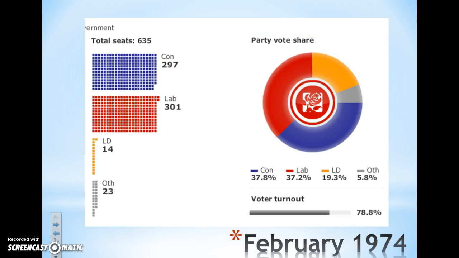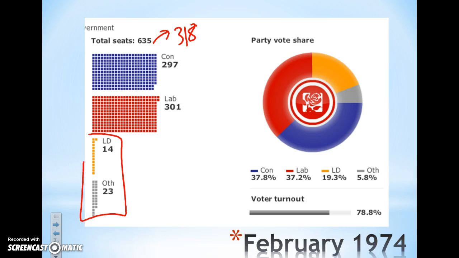This is 1974, and this was the first election in 1974, and you can see here that Labour did not achieve an absolute majority. An absolute majority there would have been, what, 318, so they were well short.